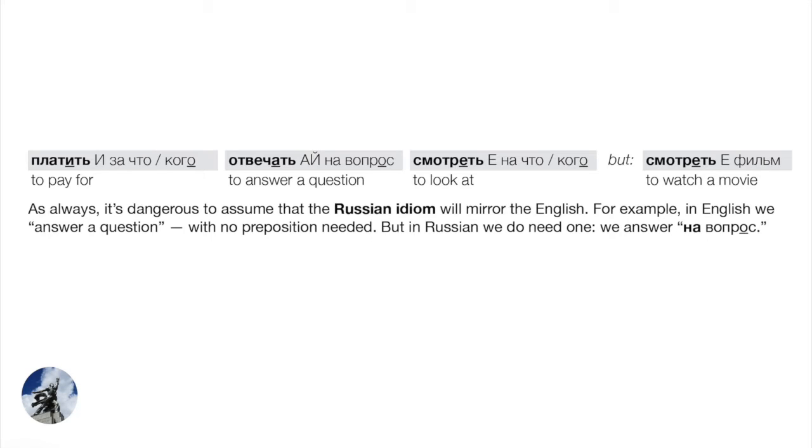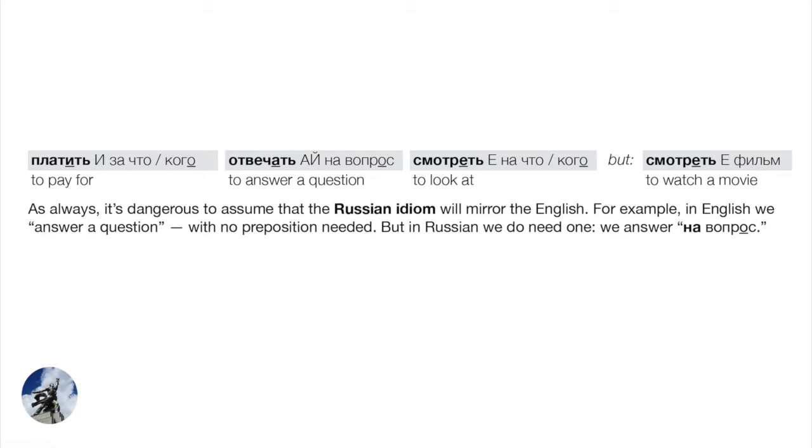What about answering a question? Отвечать на вопрос. We answer to a question would be the best literal translation of that in Russian. We give an answer to, or maybe you could say we respond to a question. Отвечать на вопрос. There we just have a kind of stock phrase, just answering a question. I guess there are other things you could answer or respond to, but we wouldn't really be using those right now.